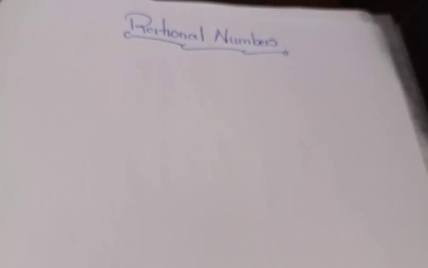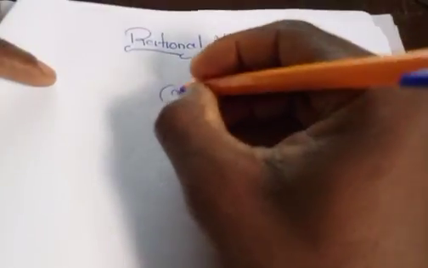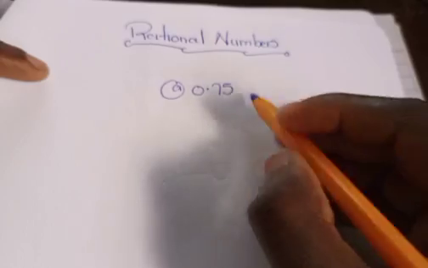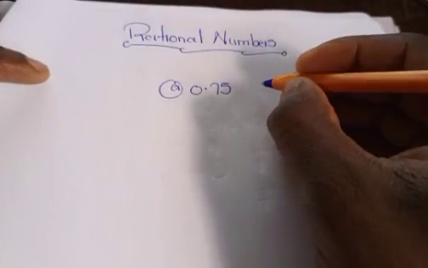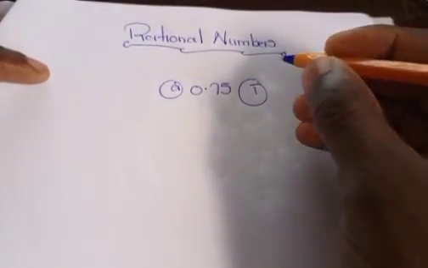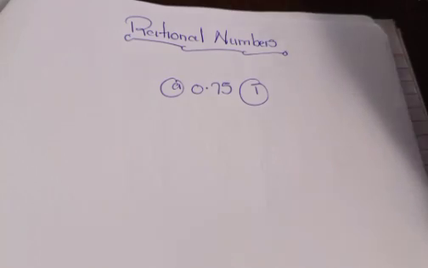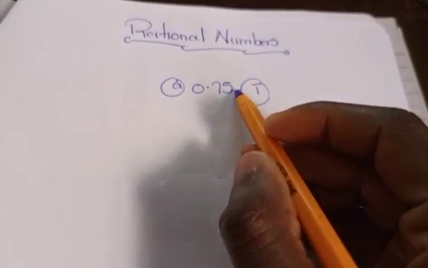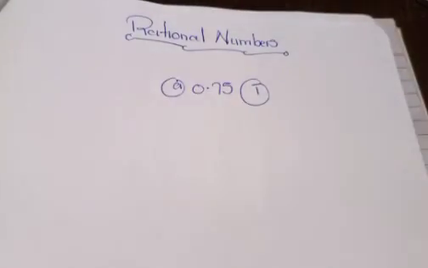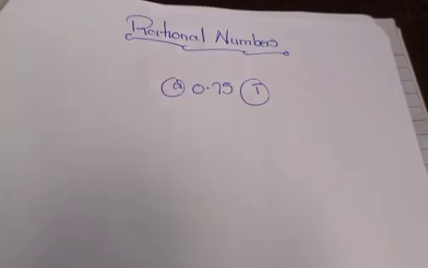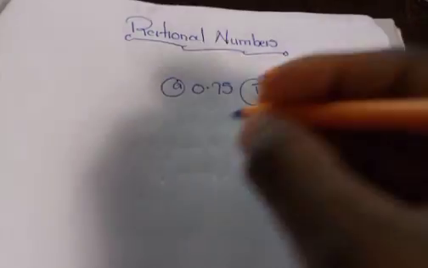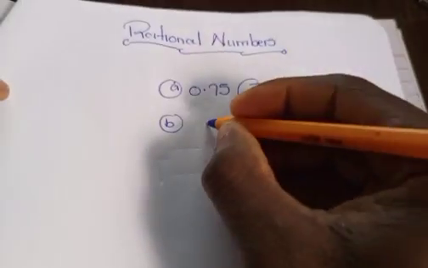Here are two examples of rational numbers. The first example that we have is 0.75. This 0.75 is what is referred to as a terminating rational number. Why? Because it does not continue, it just has a fixed number.